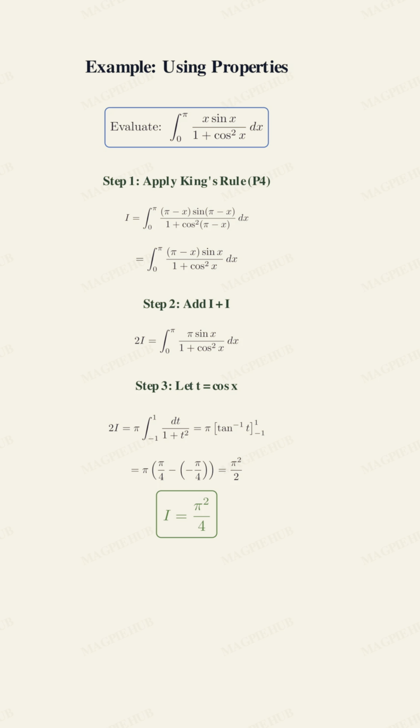Step 2. Now add the original I and the new I. The x terms become pi minus x plus x, which is just pi. So 2I equals pi times the integral of sine x over 1 plus cosine squared x.